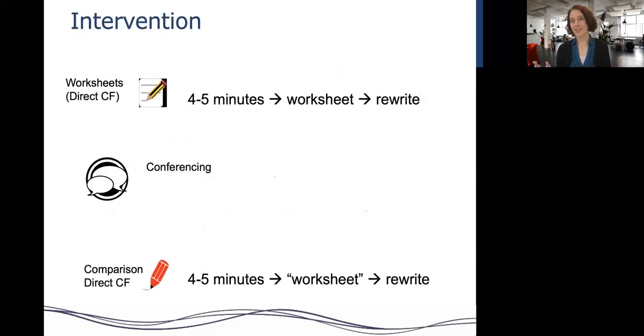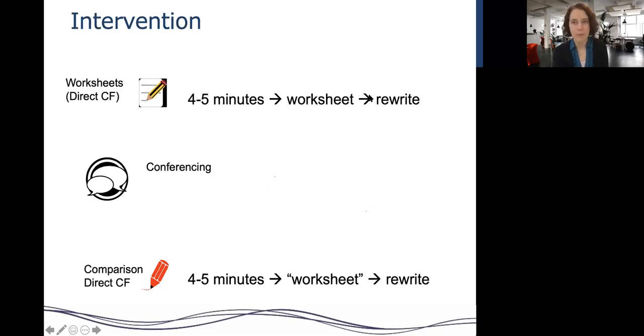Okay, so let's just kind of summarize what's going on. For the feedback, the worksheet group received direct corrective feedback, and they were given 4 to 5 minutes on the day they received their feedback just to look at it. Don't write anything, don't talk to your friends, just absorb your feedback, think about it. Then they began the worksheet and then they began their revisions.